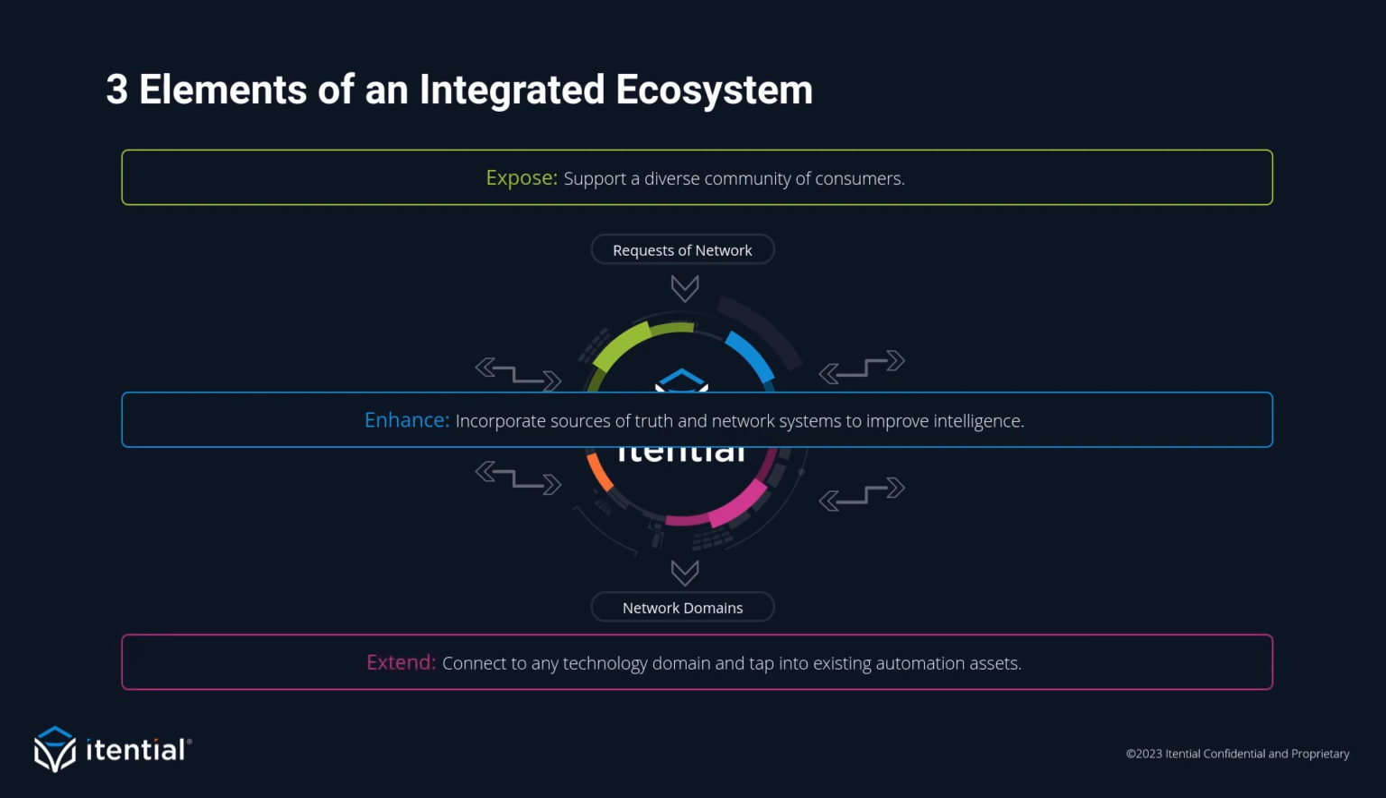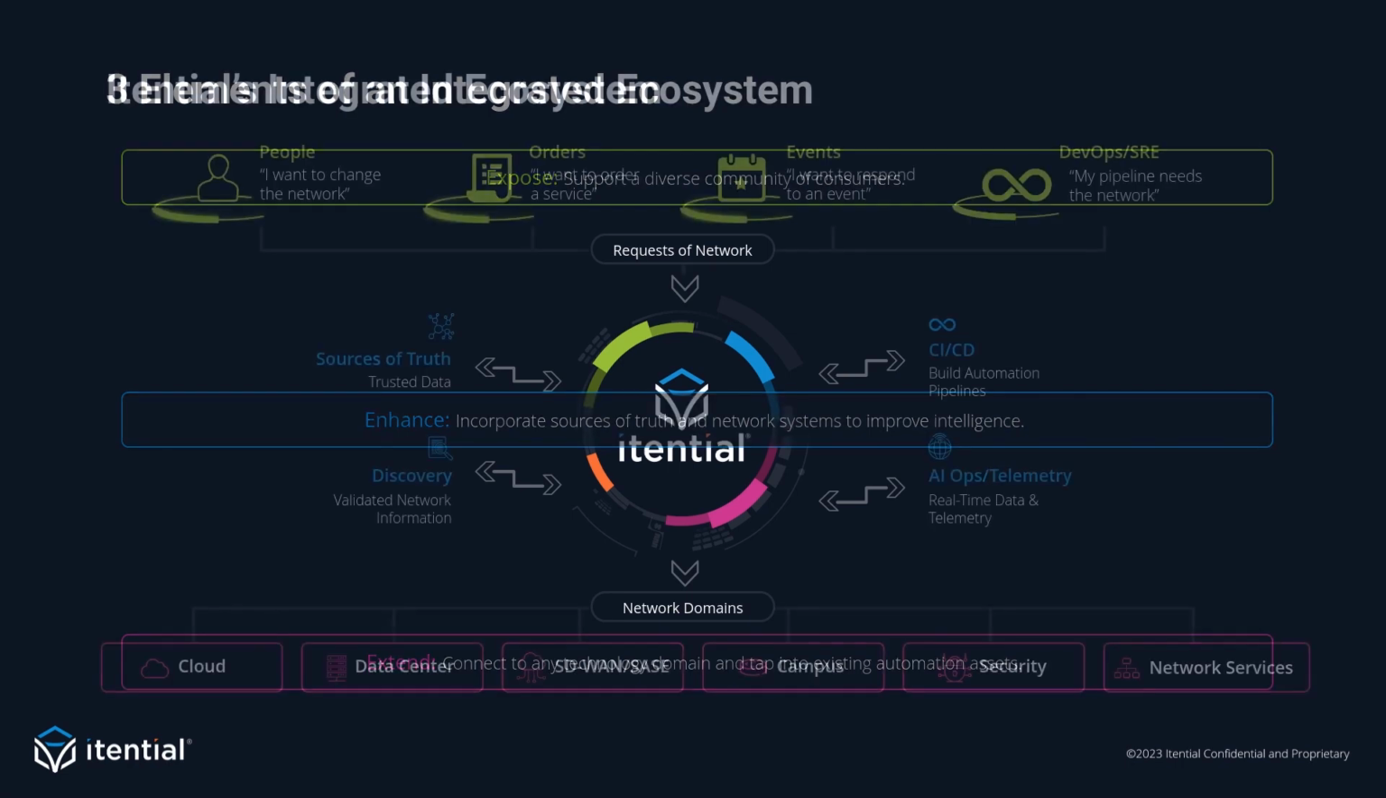And then third and finally is around extension. So the extend component of the ecosystem is about enabling connection to any technology domain and providing the ability to tap into existing automation assets. We're going to talk about each of these three in the subsequent sections.